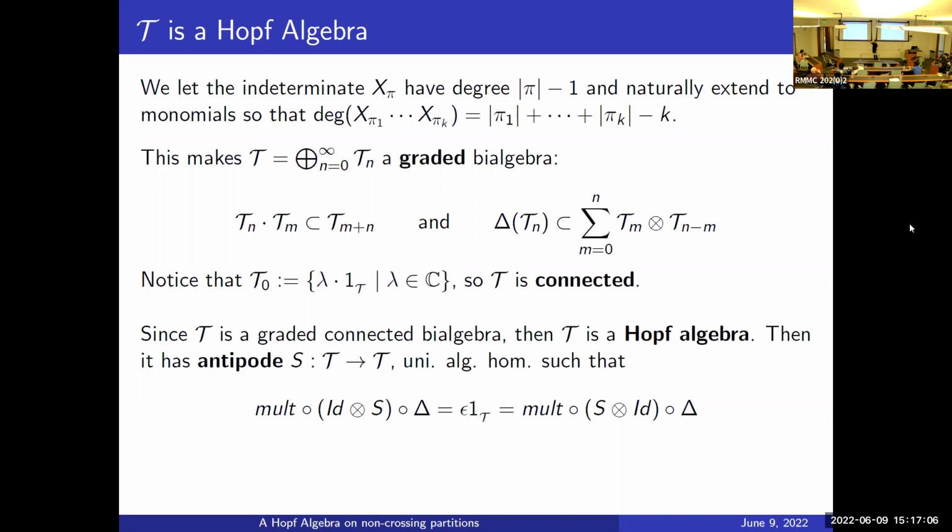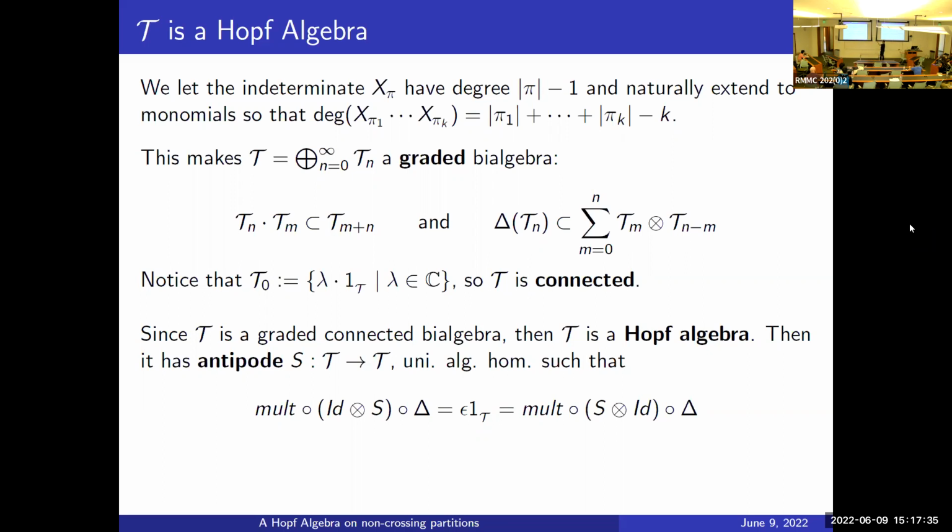The reason behind this result is that you can define the antipode inductively. You define the antipode for the identity, then for the elements with degree 1, with degree 2, and recursively you can continue. That's the idea.